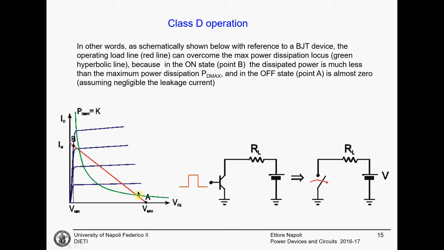In a class D operation, however, we will either work in the off-state here with zero current and maximum voltage, and this is below the maximum power dissipation point, or in the on-state with maximum current and very small voltage drop, and also this is below the green line. As you can see, you can work with the same device, in class D operation, without having any problems.